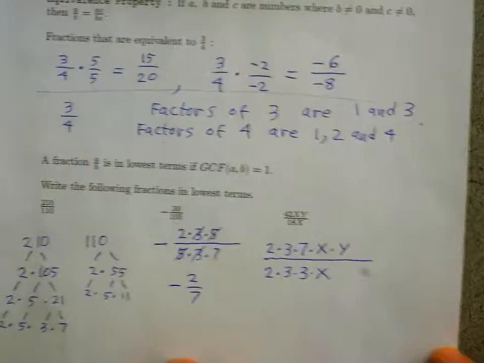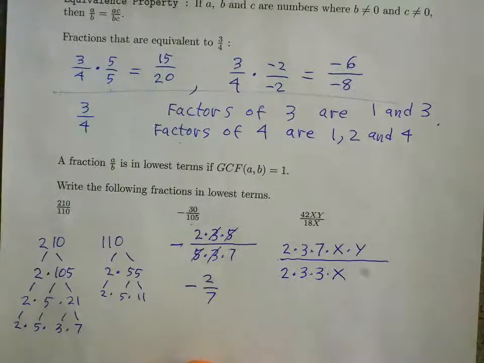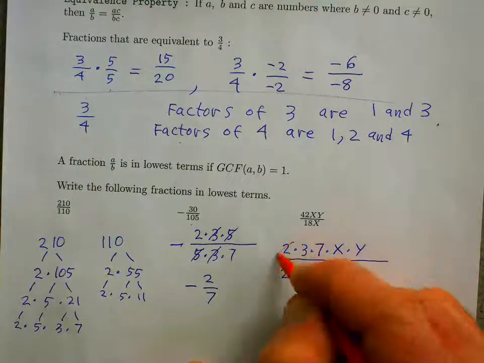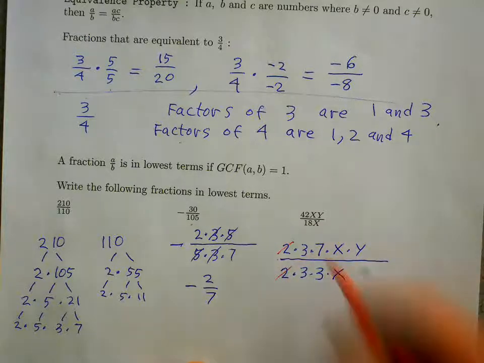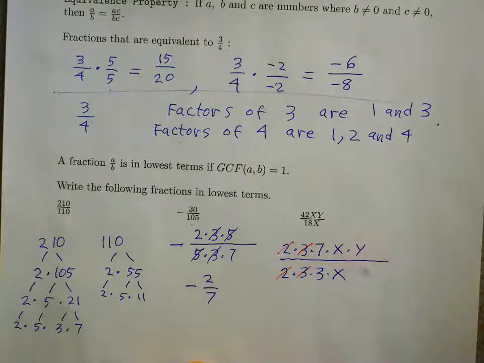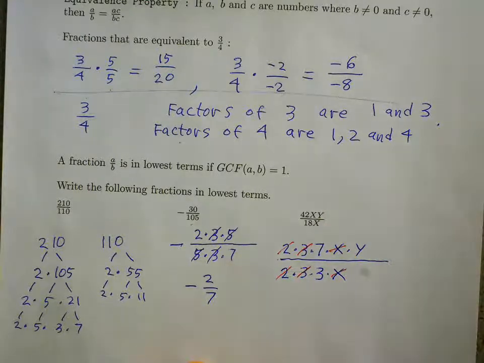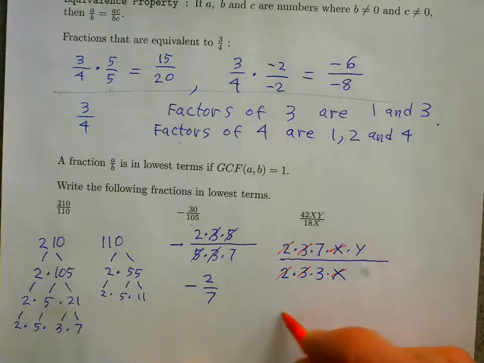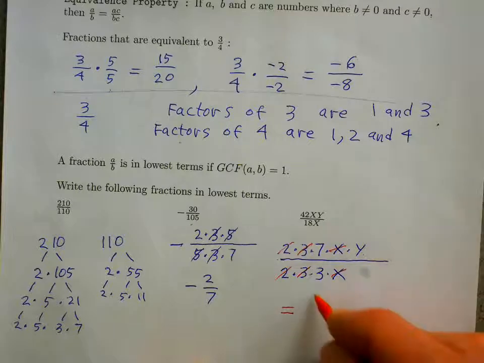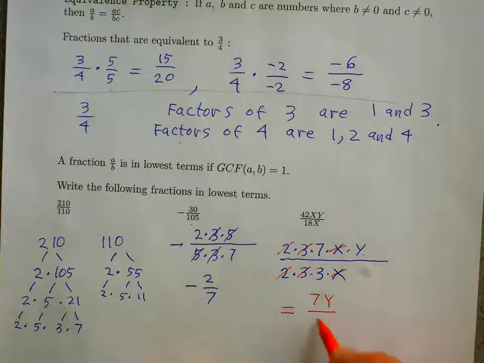Okay, so we cancel the common factors. 2 divided by 2, 3 divided by 3, x divided by x. And then we write down what's left. In the numerator, 7 times y. And in the denominator, 3.